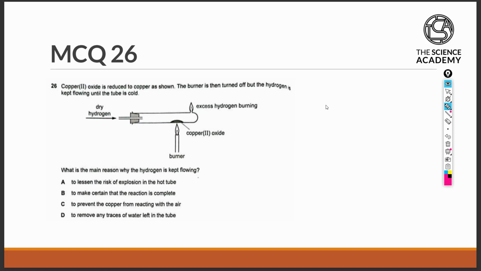Question 26. Copper 2 oxide is reduced to copper as shown. The burner is then turned off, but the hydrogen is kept flowing until the tube is cold. So in this setup, hydrogen is being used to reduce copper 2 oxide.